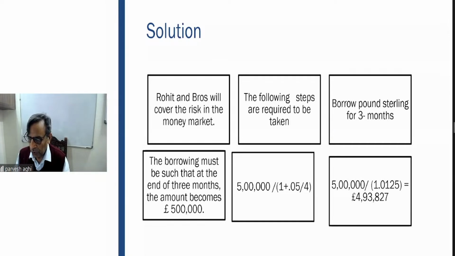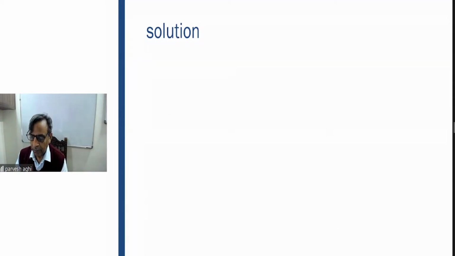So which means how much do you have to borrow? If the rate of interest is 5% in UK, so the borrowing rate is given, that means you have to borrow 4,93,827 pounds. So what we do is we back calculate. 4,93,827 borrowed at 5% will become 5 lakh after 3 months. So this will be exactly the same amount which he is going to get from his customer, so the loan can be repaid out of that.